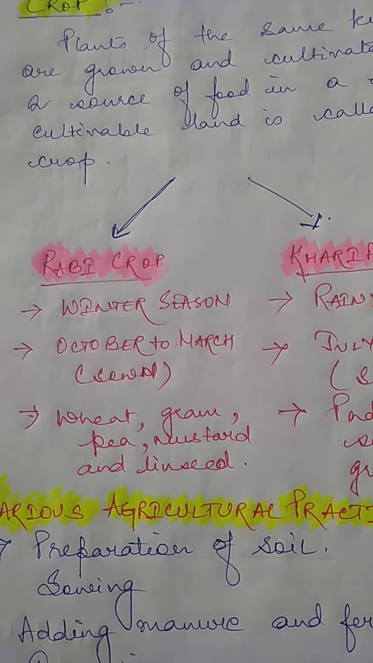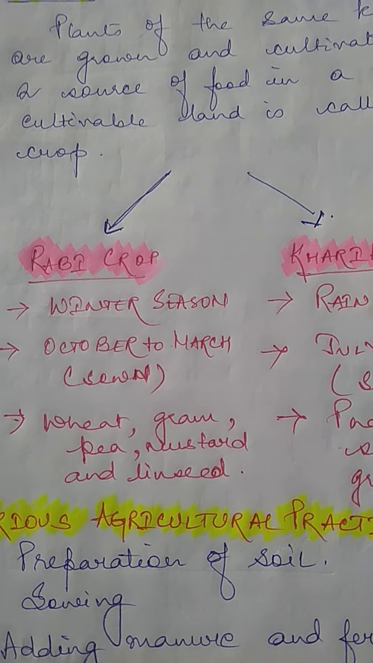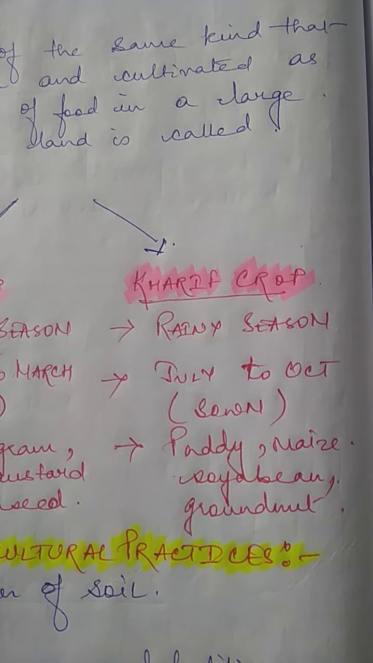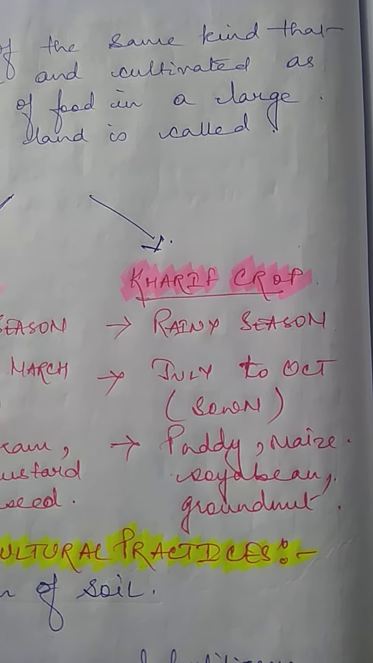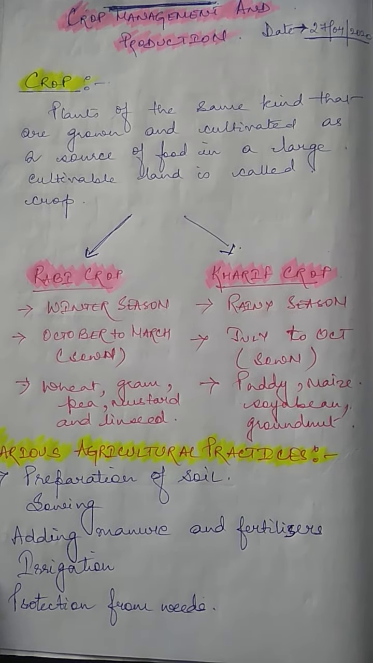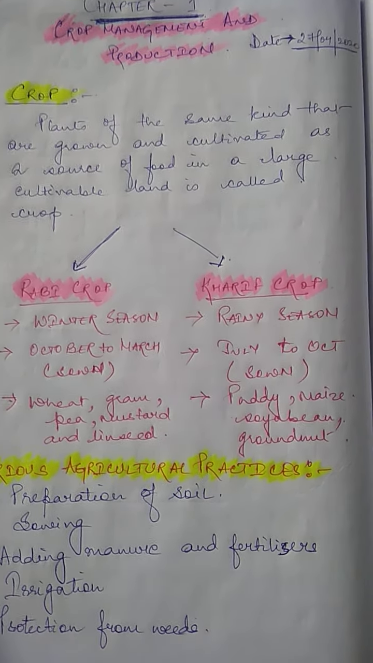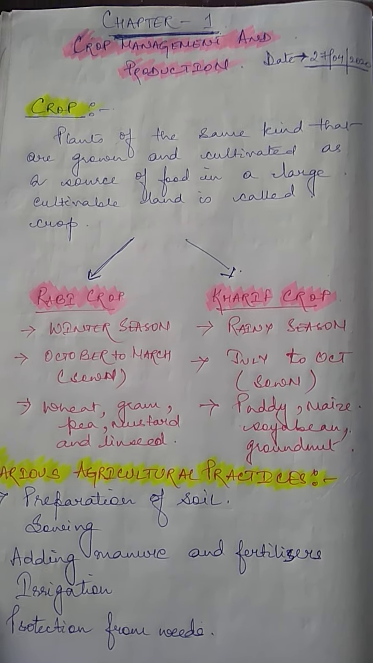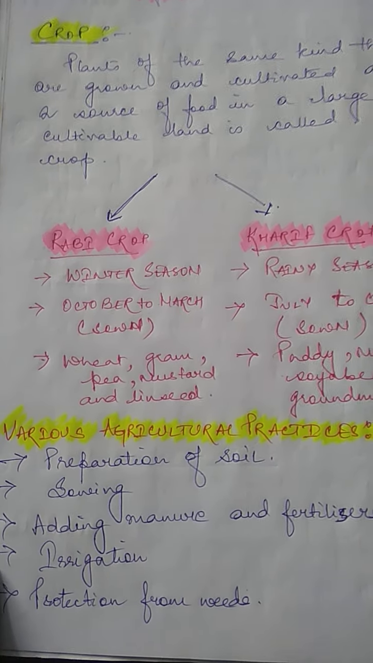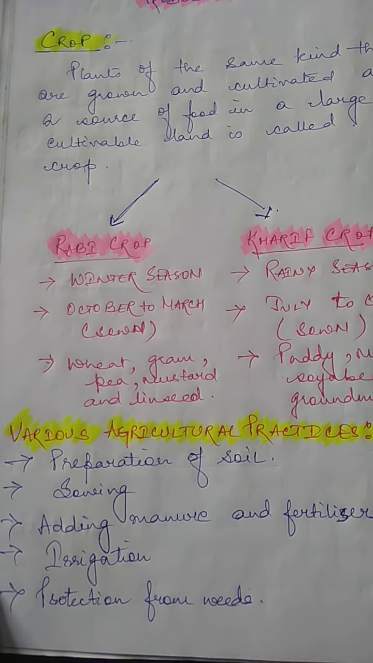One is Rabi crop, which is grown in the winter season and is sown from October to March. Types are wheat, gram, pea, mustard and linseed. Kharif crop is grown in the rainy season, sown from July to October, and includes paddy, maize, soyabean and groundnut. The study material has photographs of the two types of crop together with the Zaid crop. Zaid crop is an intermediate crop which is not in your chapter, but it's for information.